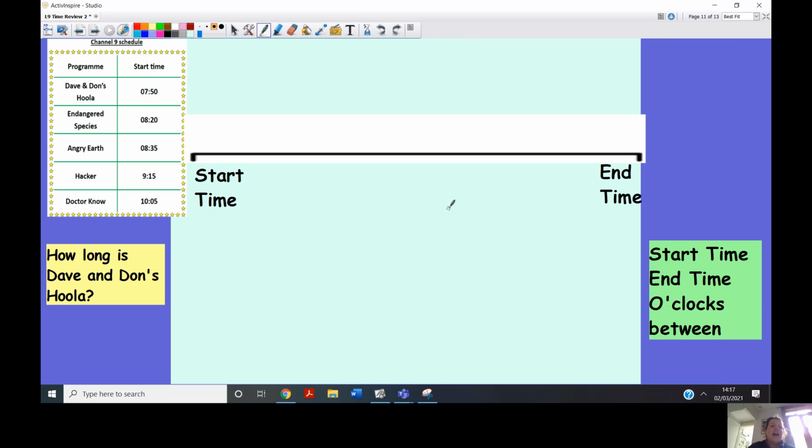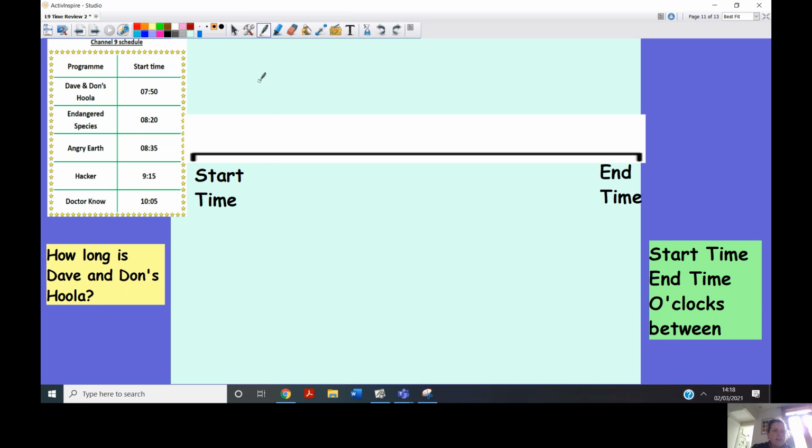So now we're looking at applying some of that knowledge of durations to word problems, which I know we've been doing over the last couple of days, but it's good to have another practice. So how long is Dave and Don's hula? What is the length or the duration of this program? So remember, your key things to think about when you're doing duration questions like this is your start time, your end time, and you use your o'clocks to help you as your marker.